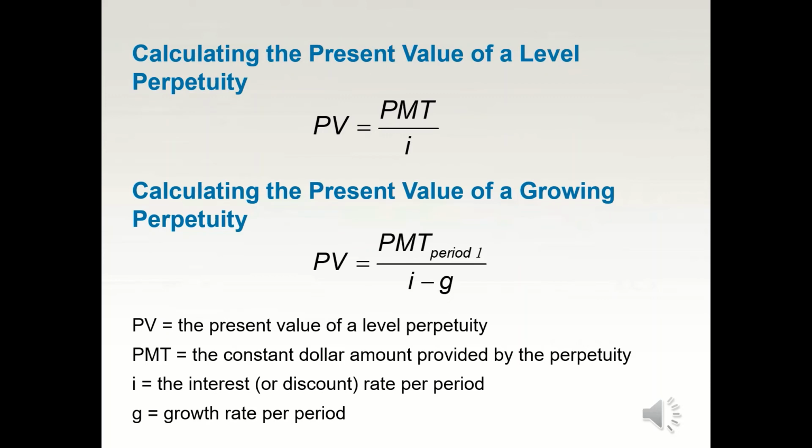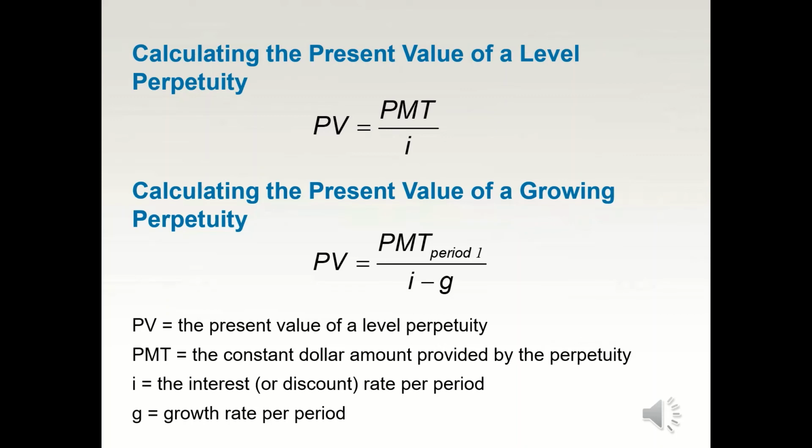Unlike the previous calculations that have some pretty complex math equations, calculating the present value of a perpetuity is fairly simple. To calculate the present value of a level perpetuity, that is one that stays constant from period to period forever, you take the payment that you are receiving on a regular basis and you divide it by the interest, and that gives you the present value.